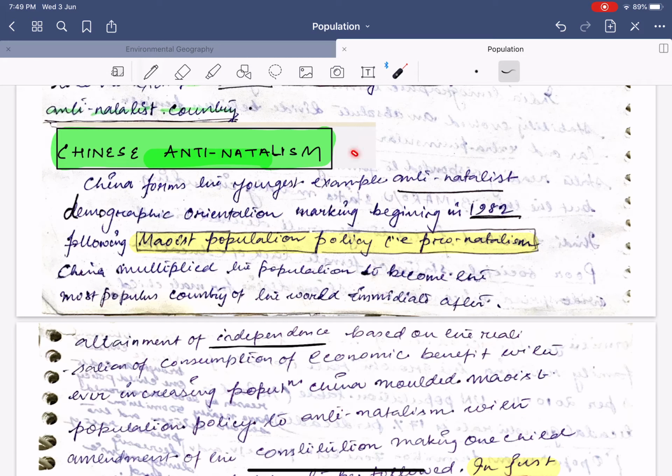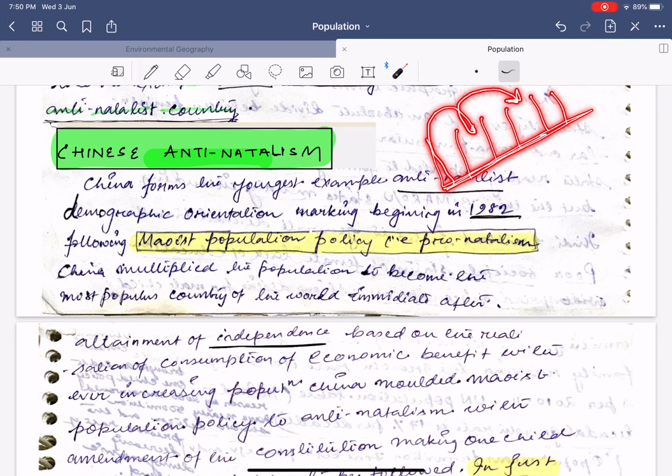Next, let's move on to the Chinese antinatalism. We have already talked about the Chinese antinatalism in our demographic transition theory. In the demographic transition theory, we had 5 phases. But China went from the first phase to the second phase, jumped over the third phase, and directly landed at the fourth phase. Prior to this, I had talked about Mao's policy. Mao's policy was that let's explode our population because population was strength. But when overpopulation became a burden, China implemented its one child policy.